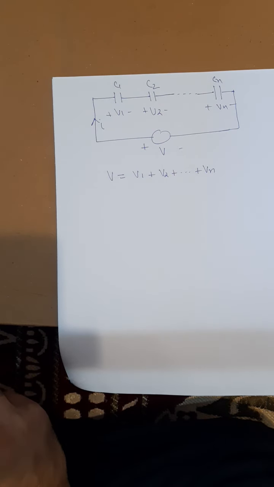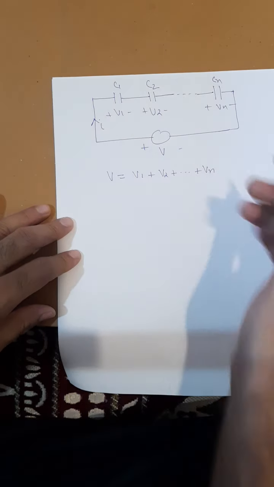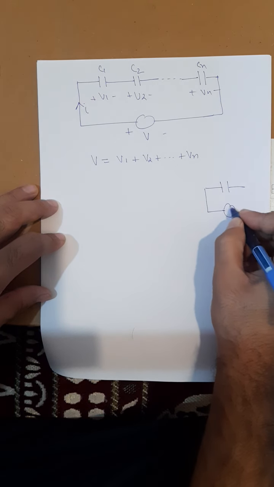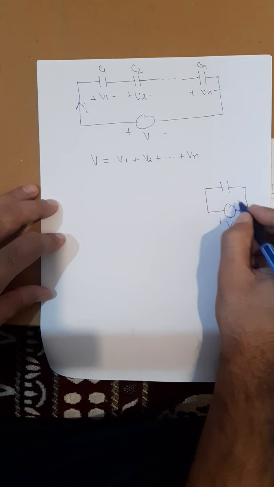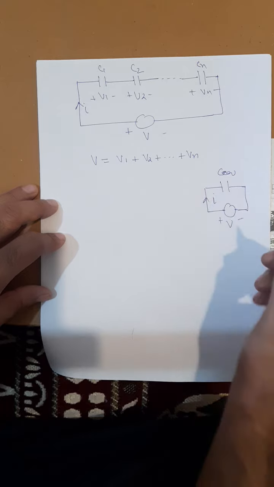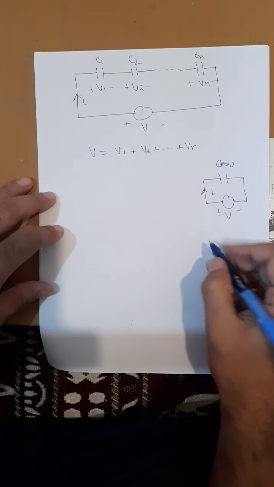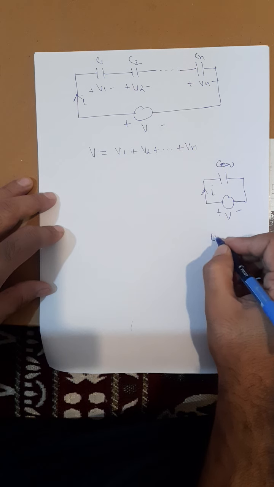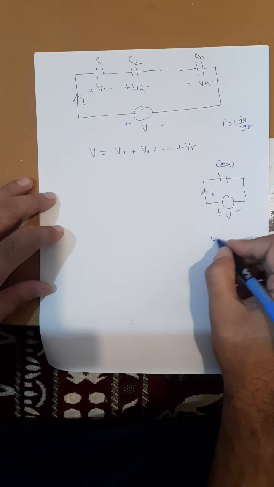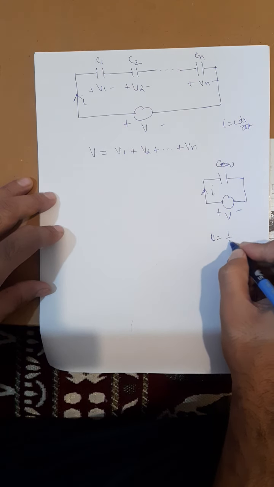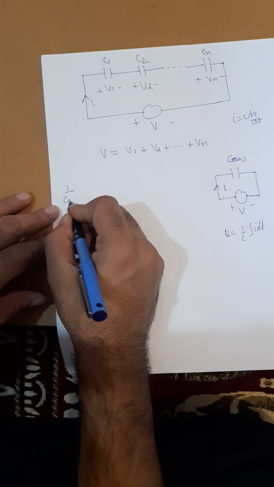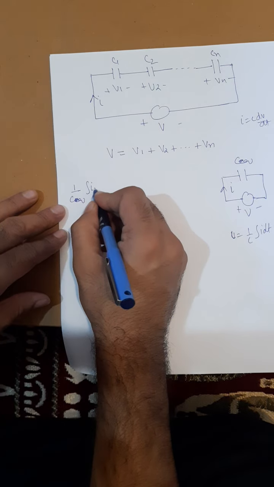If I replace the circuit by a single capacitor, it will look like this: voltage source V, this is C equivalent, and this is the same current I. We know that I is equal to C dV by dt. So V will be equal to 1 by C integral I dt. So I replace this V by 1 by C equivalent integral I dt.